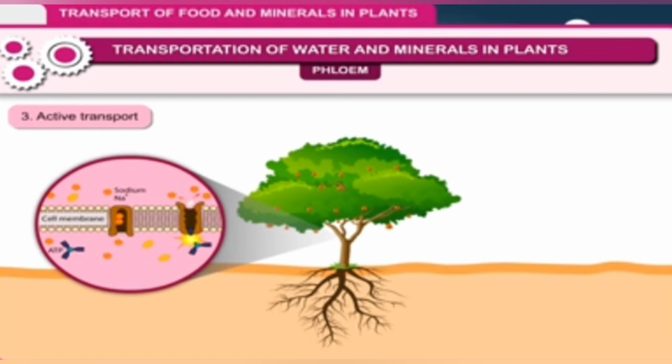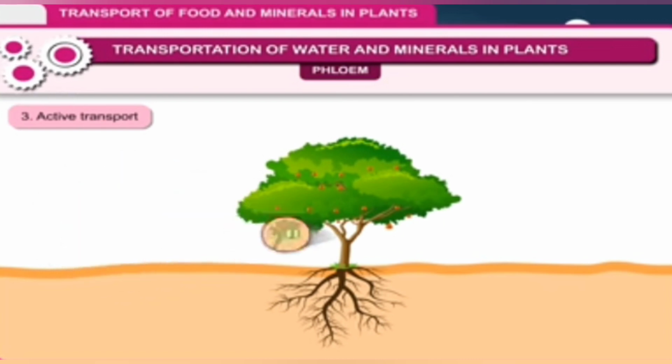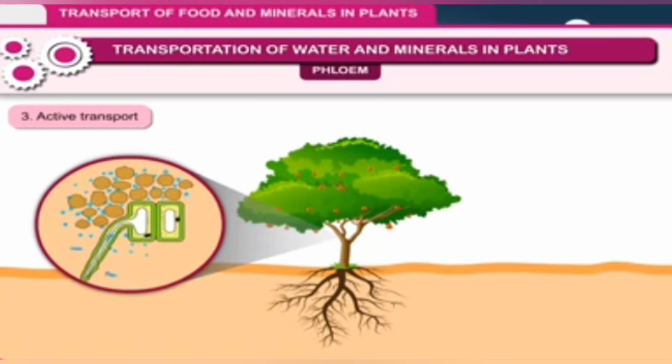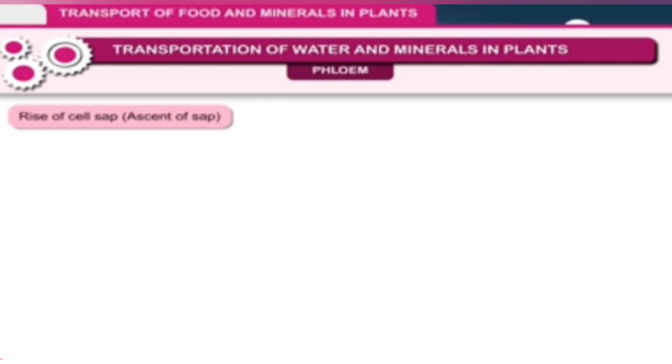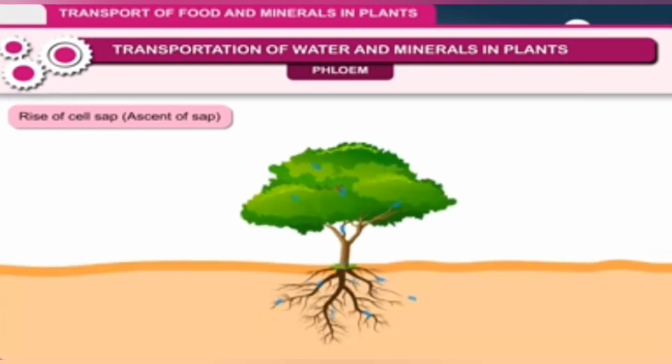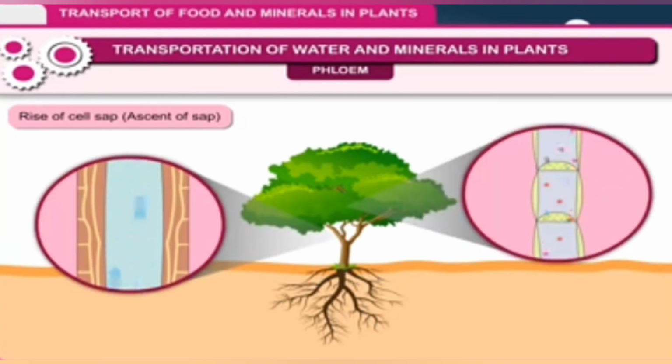Active transport: whenever substances like ions, salts and minerals move from the region of their lower concentration to the region of their higher concentration, they use energy from the cell in the form of ATP, adenosine triphosphate. This process is called active transport.